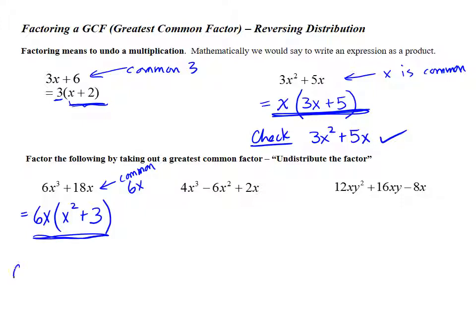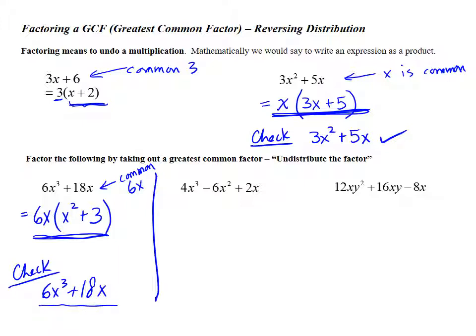To see if it's right, we check by distributing through. 6x cubed is what we'd get if we have 6x times x squared, plus 18x. A good strategy when you're checking is to cover up where you started, because your mind may try to force you back to where you started. So cover up that initial line and just see if you really get where you started when you do the distribution.